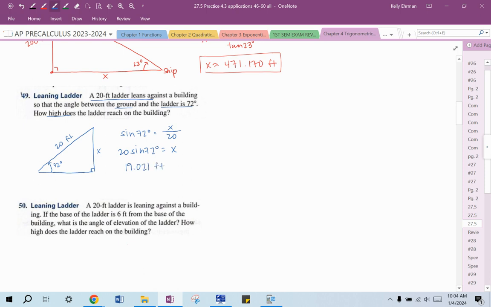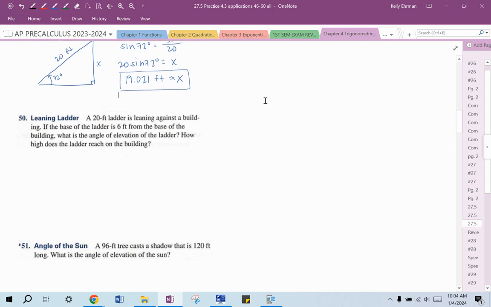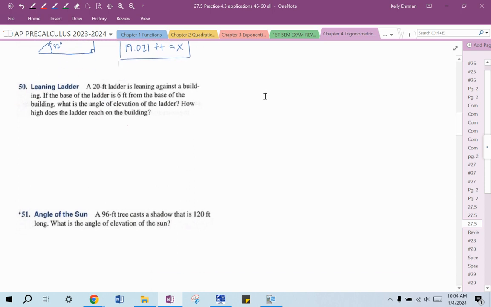Label that in feet, approximately equal to x. Always label your answers anytime we have units involved. Okay, another ladder problem. This one says a 20-foot ladder again is leaning against a building. If the base of the ladder is 6 feet from the base of the building, what is the angle of elevation of the ladder? And then also, how high does the ladder reach on the building?